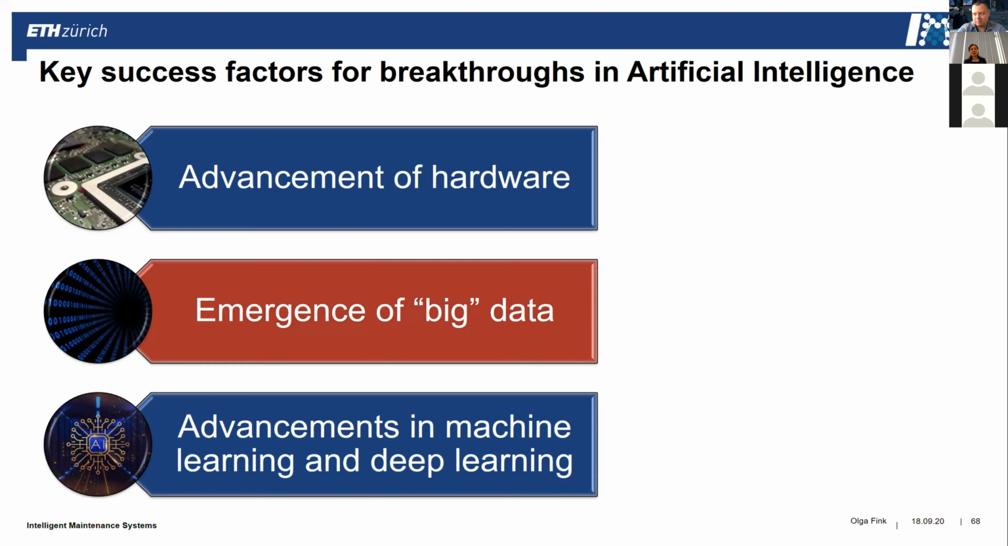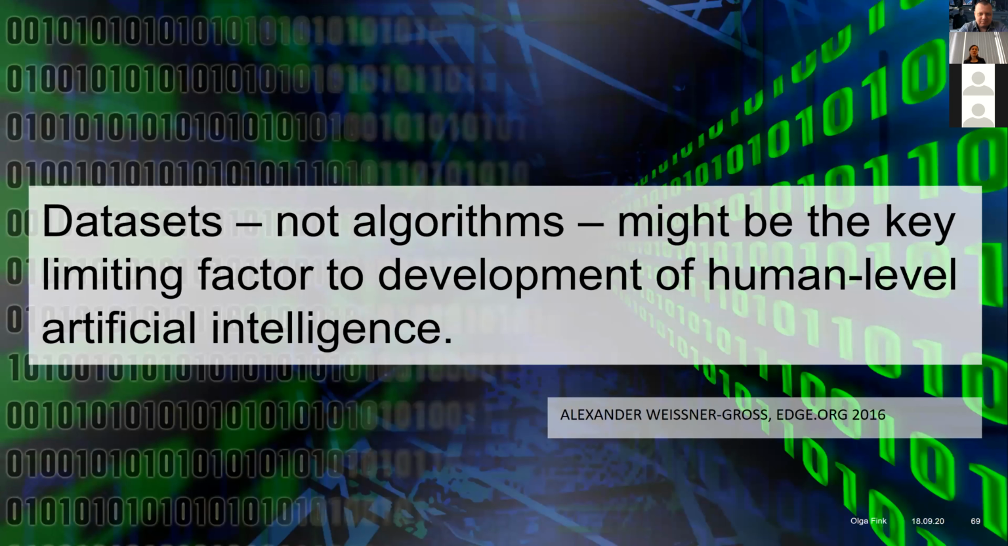So this is one quote from 2016, that data sets and not algorithms might be the key limiting factor to the development of human-level artificial intelligence. And for us, it is actually one of the most limiting factors that we don't have these data sets, this benchmark that has served, for example, computer vision so much. And whenever I'm given the opportunity, I'm trying to promote that sharing the data sets across companies' borders could be the way to go.